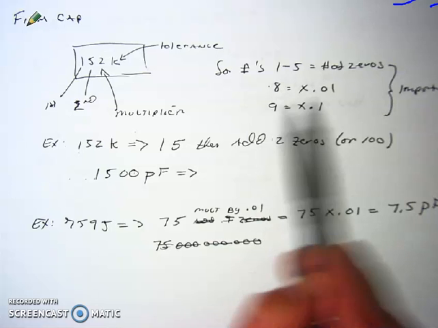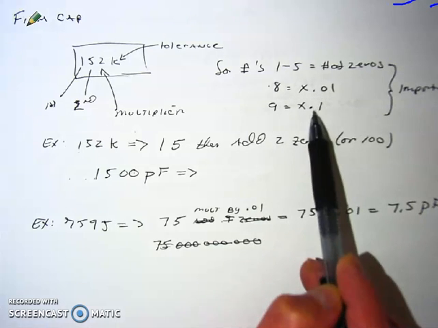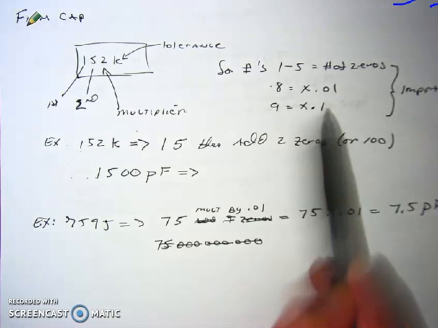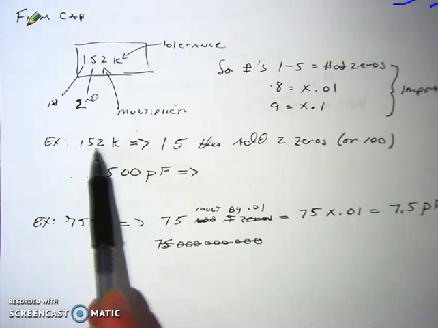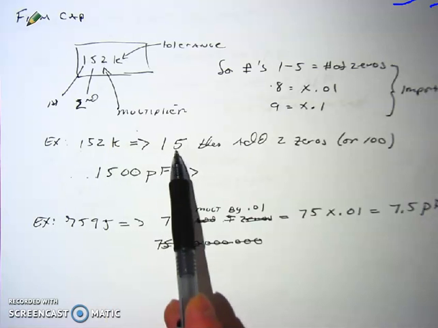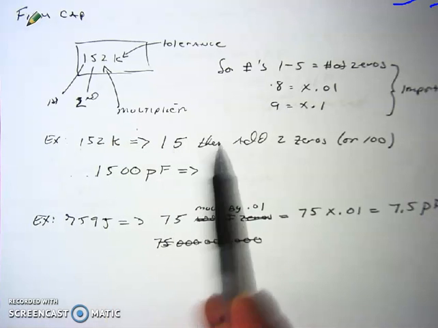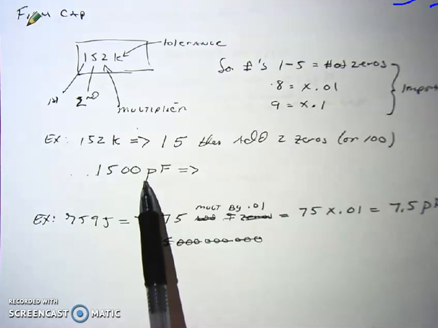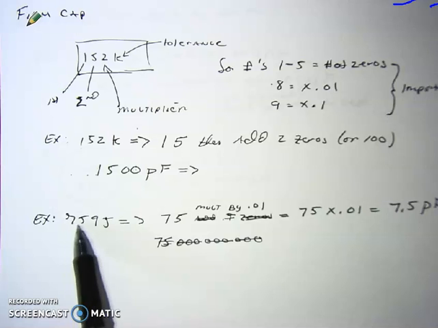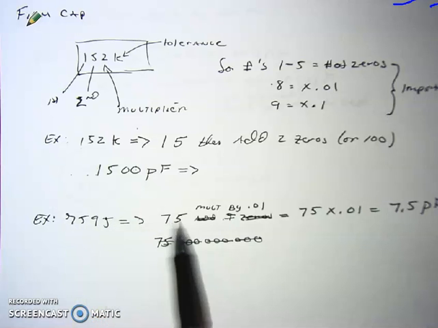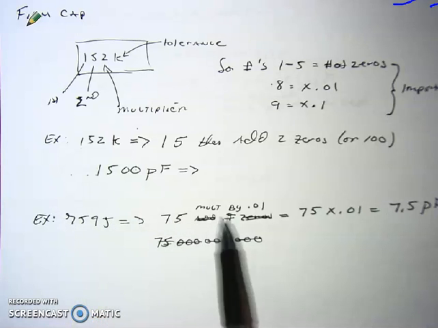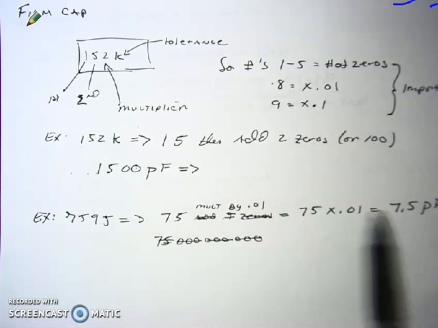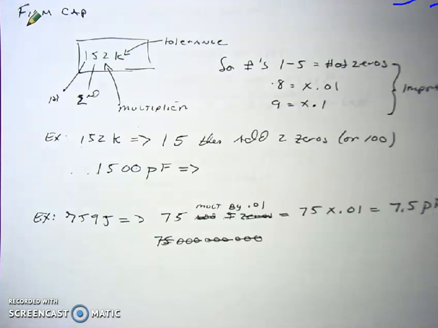If it has an 8 or 9, we have to multiply it by 0.01 or 0.1. So please keep that in mind. So our example 152K, the first two numbers are 15, 1 and 5, so this gives 15. Then we add 2 zeros or multiply by 100, gives us 1500 picofarads. If it's 759J, first two numbers are 75, and we multiply it by 0.01 because 9 requires us to multiply by 0.1, gives us 7.5 picofarads.